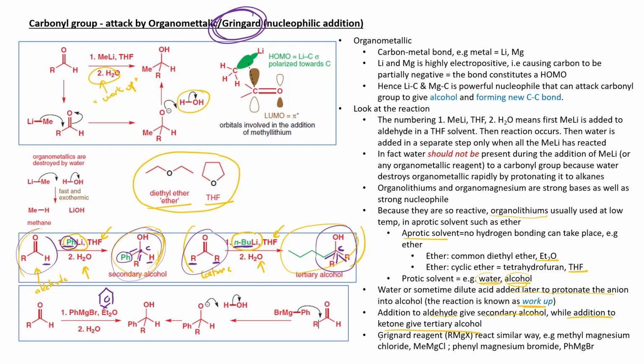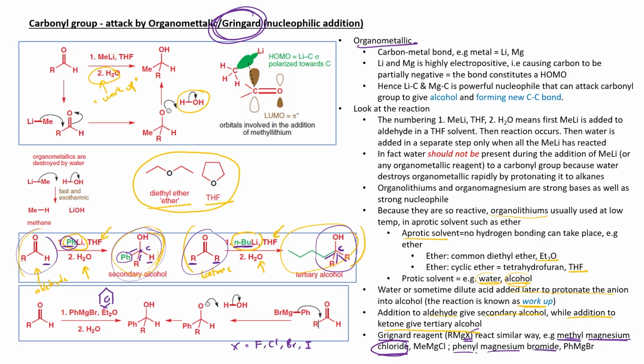Sometimes you hear about the Grignard. What is Grignard? Grignard is basically more or less like an organometallic, just that you have X here. X here is a halide. For example, methyl magnesium chloride. So chloride here is a halide. X is basically a halide: fluorine, chlorine, bromine, iodine. So you have methyl, magnesium is the metal, and this chloride, this X. Another example is phenyl magnesium bromide.